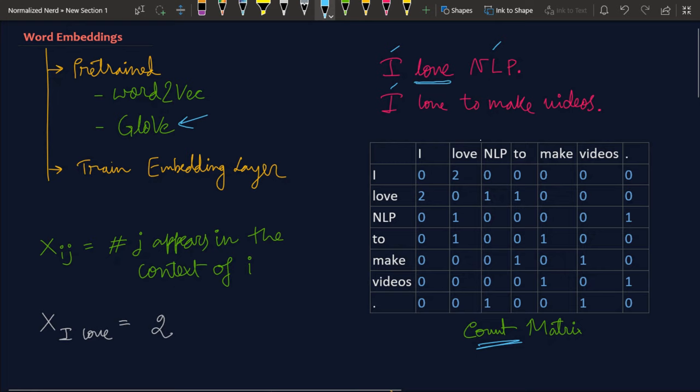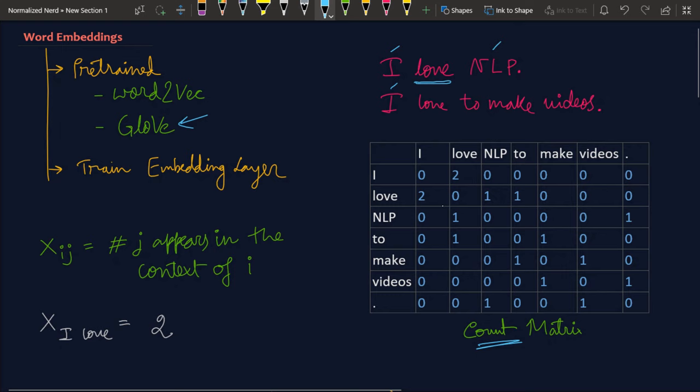Now, a very interesting property of this co-occurrence matrix is that it is a symmetric matrix. Well, obviously, because in one instance, "NLP" is in the context of "love", but in another instance, "love" will be in the context of "NLP". So that's how we got a symmetric matrix.